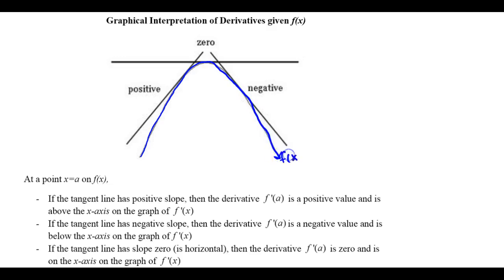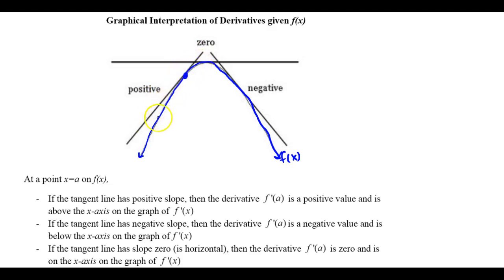So let's say this is the curve f of x here, and we want to analyze the derivative, or the slope of the tangent line at different points along this curve. So let's say we analyze the derivative, or the slope of the tangent line at this point here. So you'll notice that the tangent line has already been drawn for us. So the derivative at this point here would be some positive number, because this tangent line has positive slope.